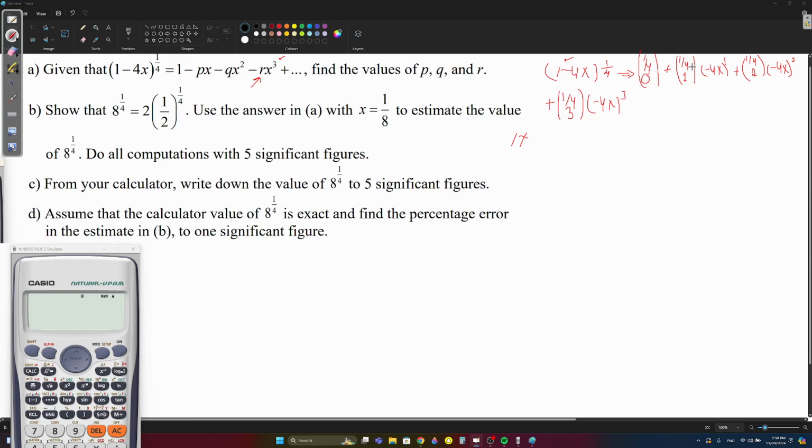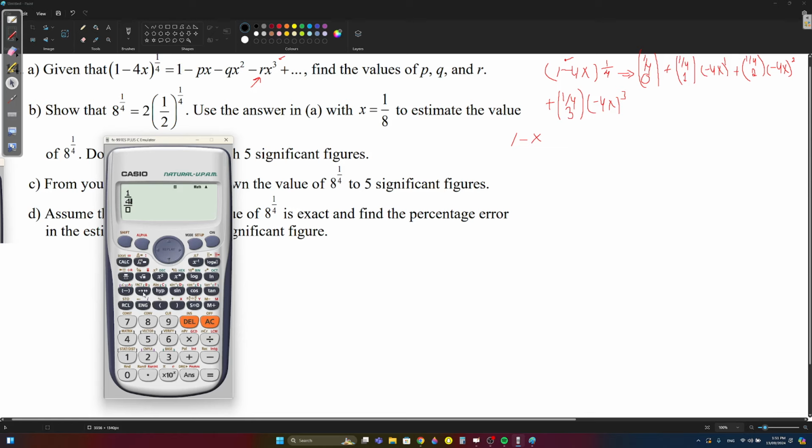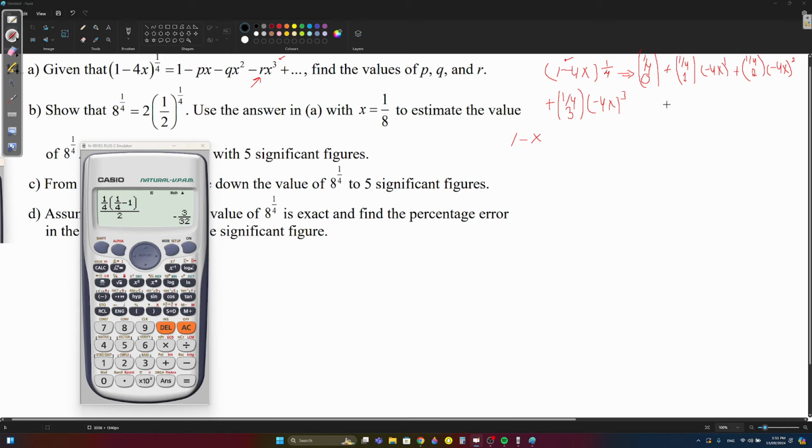Plus, 1 over 4 C 1 is 1 over 4 times minus 4x. Cancel, cancel. Becomes minus x. So 1 minus x, not plus. Then 1 over 4 C 2 is going to be 1 over 4 times 1 over 4 minus 1, over 2 factorial, which is just 2. You get minus 3 over 32 times minus 4x squared. Minus 4 squared is 16. Cancel, cancel, you get 2 over here. So minus 3 over 2 x squared.